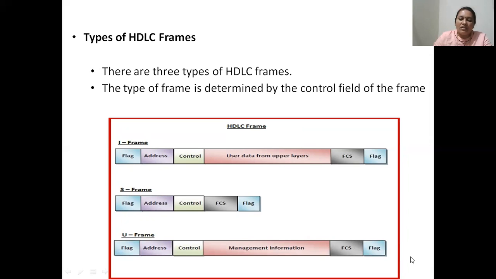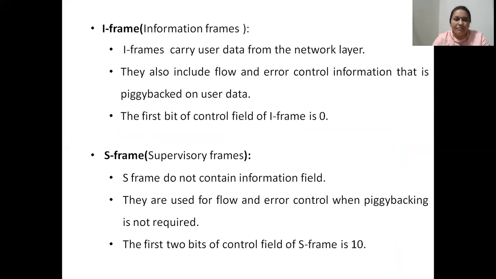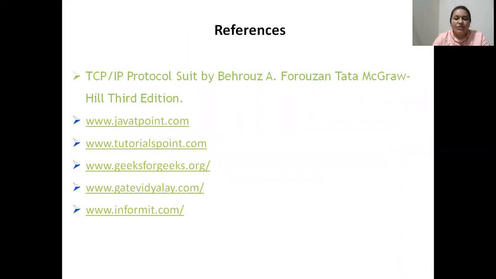So this was about the three different types of HDLC frames: the I frame, S frame, and U frame. In this video, you learned the high-level data link control protocol in detail.